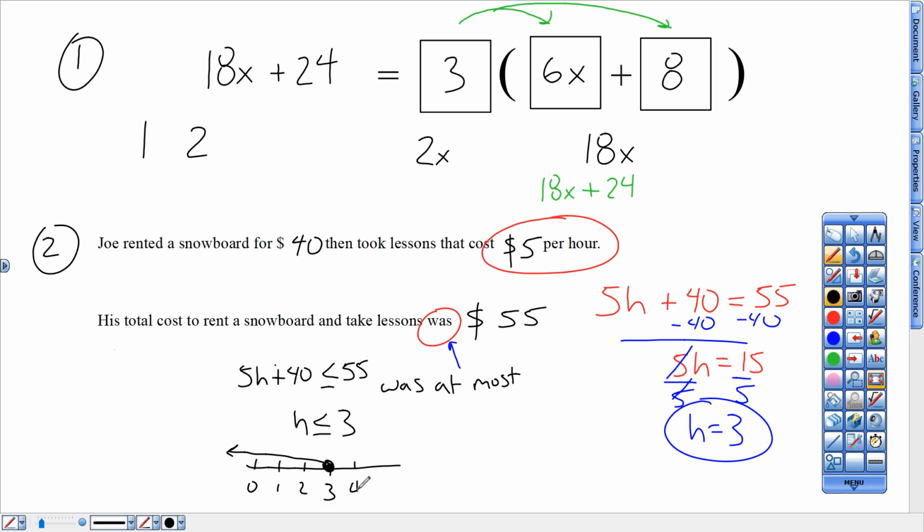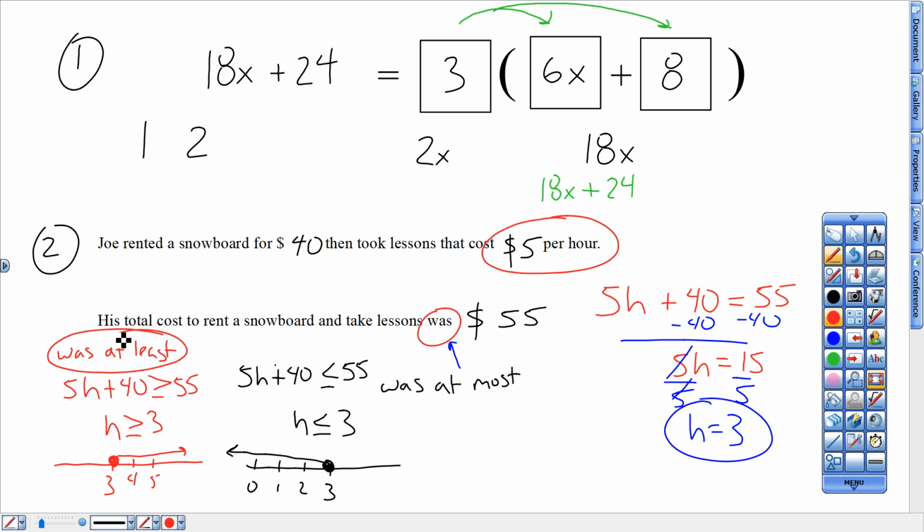You cannot have that. The other one you need to know is the word at least, because if this said "was at least," it would make this problem into an inequality that you're solving for more than or equal to, at least. So when you solve this one the same way, you would get H is more than or equal to 3. So if you want to spend at least $55, you'd have to rent 3 hours, which is good, or more. 4 hours, 5 hours, those are all good if I want to spend at least $55, 3 hours or more.